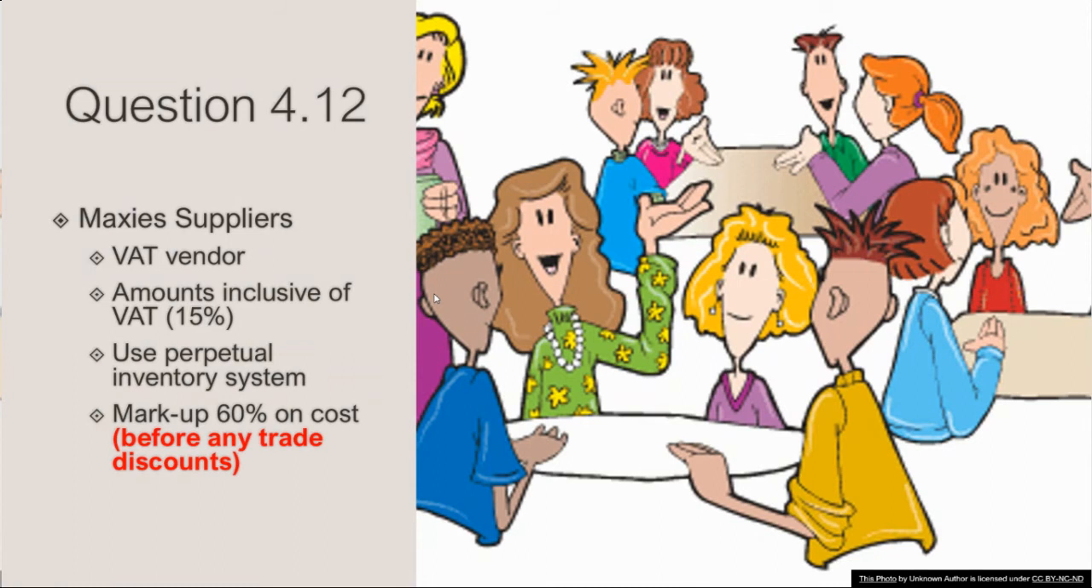So they've told you that all the amounts are inclusive of VAT, which means when you fill in columns that are exclusive of VAT, we have to first take out the VAT component. And then, as the bookkeeper, you have been provided with only the source documents for the month of April. Okay, so we're doing April's journals to prepare the journals, and the business uses perpetual inventory system.